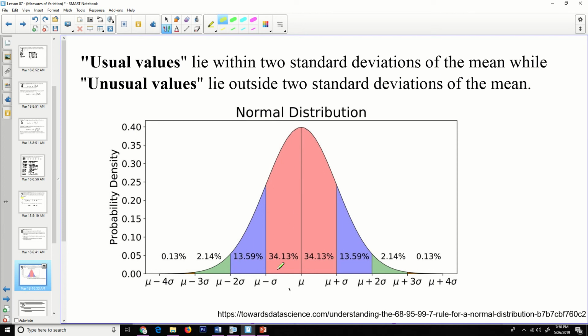And then if I go out two standard deviations, two to the left and two to the right, this area here is approximately 95%. And so we have just a little bit to the left and a little bit to the right outside those two standard deviations. So we would say that the usual values in a data set lie within two standard deviations of the mean, while unusual values lie outside two standard deviations of the mean. And so if most of our values lie within that 4 standard deviation range, we can make some conclusions or some approximations based on this statement here.